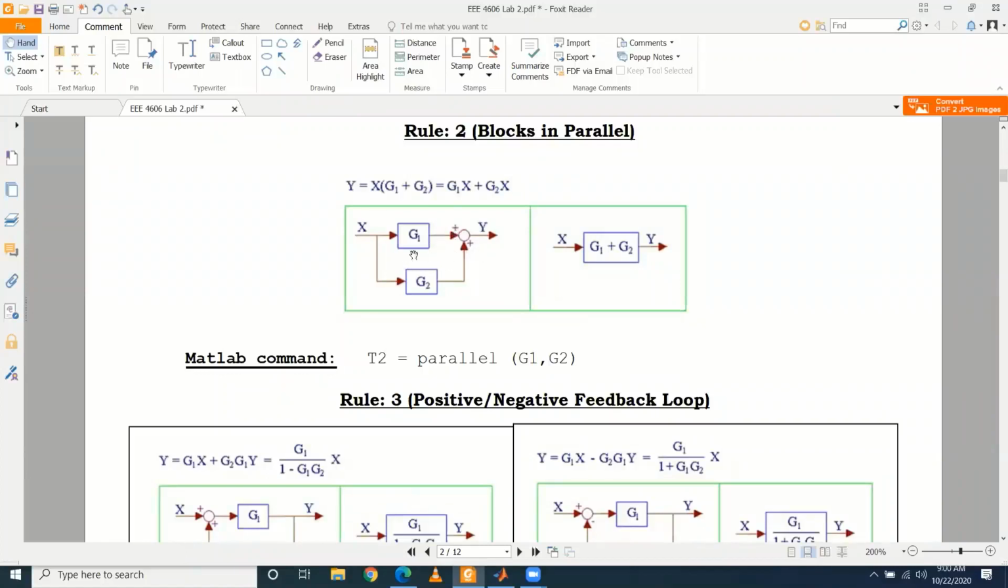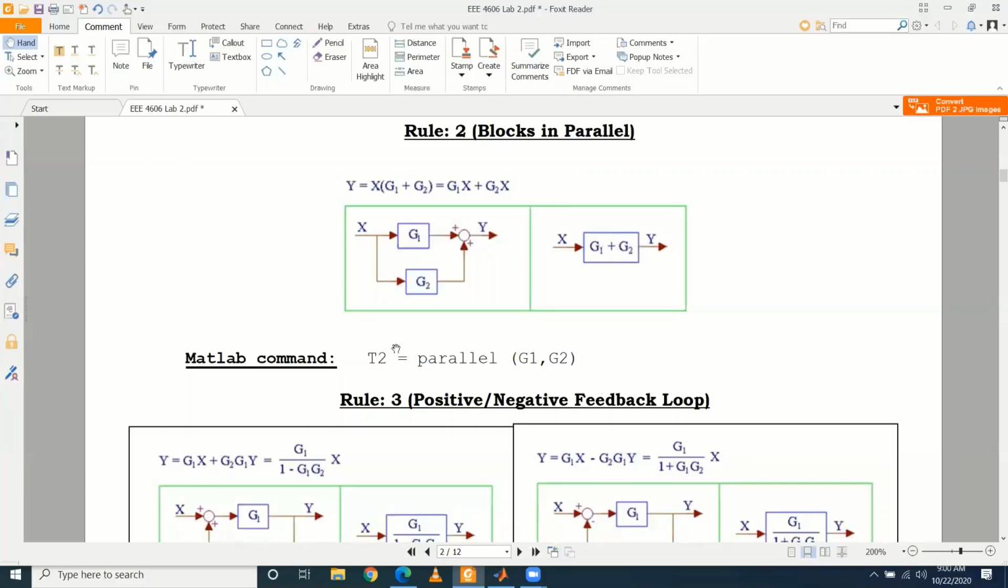Okay, so it's very easy. Our input is entering two different blocks, G1 and G2. It's getting added up, and then we get the output. The first signal is X into G1. The second signal is X into G2, and they'll get added, right? So XG1 plus XG2. So our overall transfer function is G1 plus G2. This is the overall transfer function of two blocks in parallel, right?